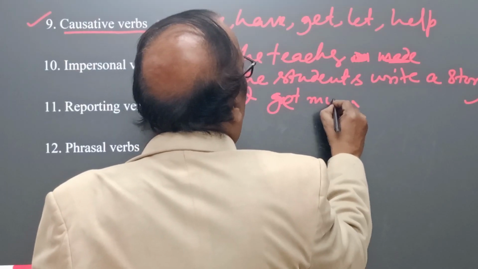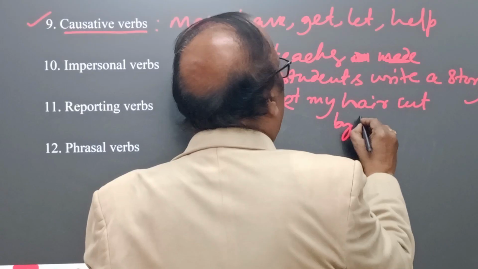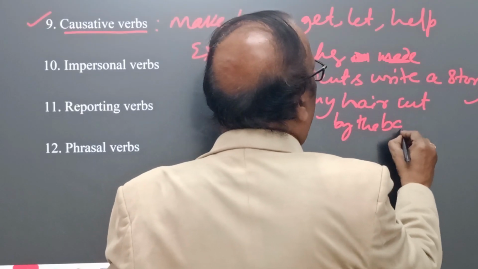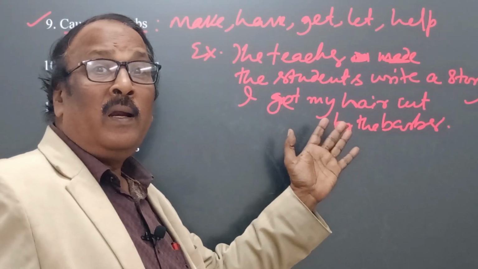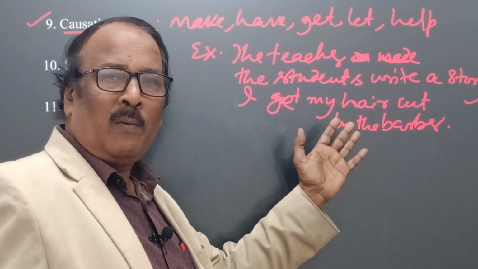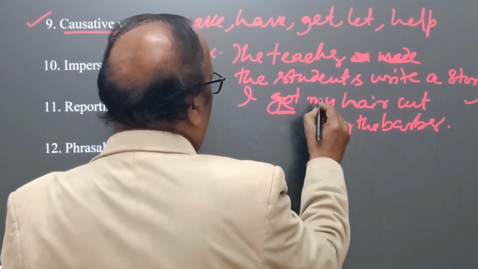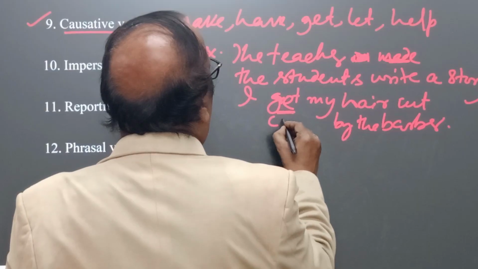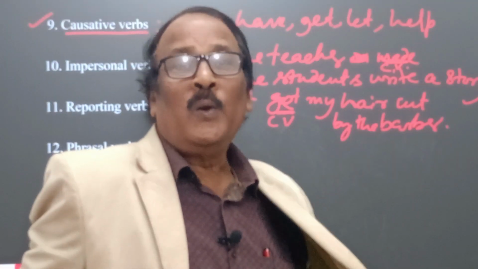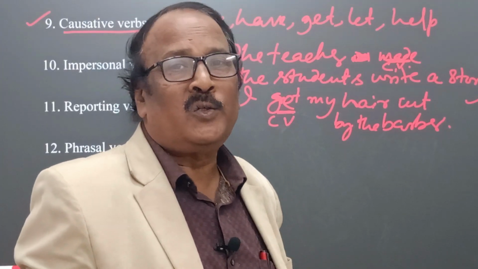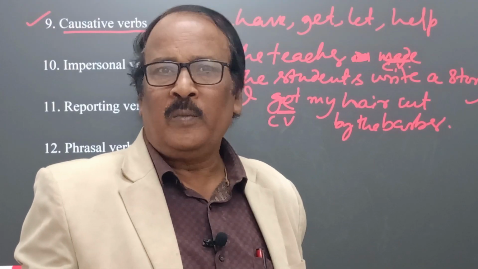I get my hair cut by the barber. I don't cut my hair myself. I take the help of a barber to cut my hair. Here, get is the causative verb. These are the ways how we use causative verbs to get any action done by anybody or anything.